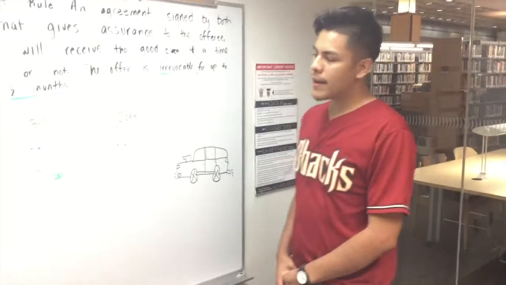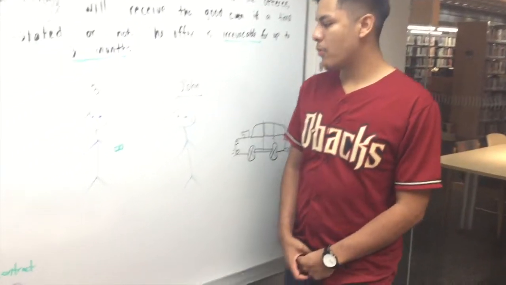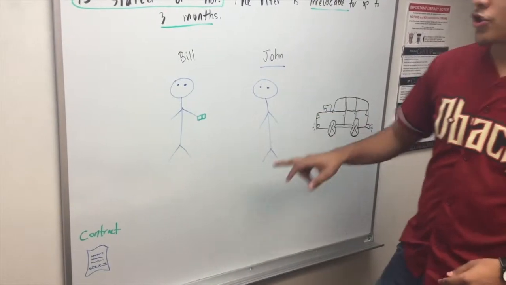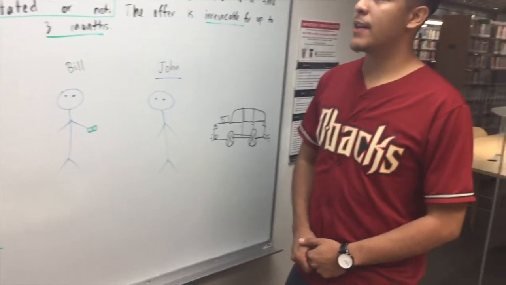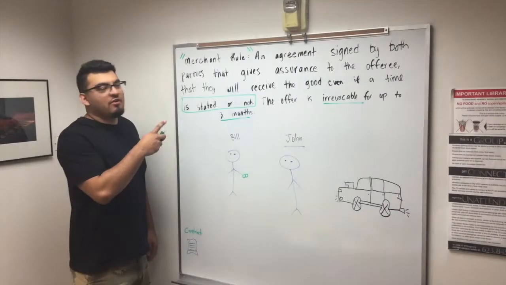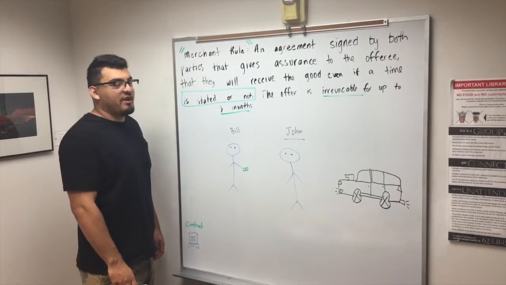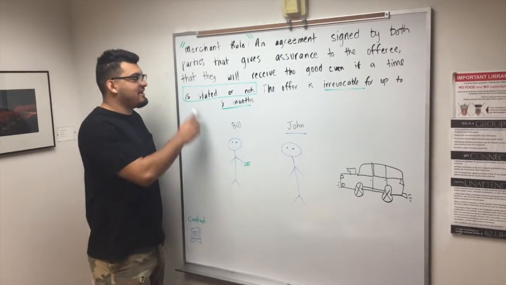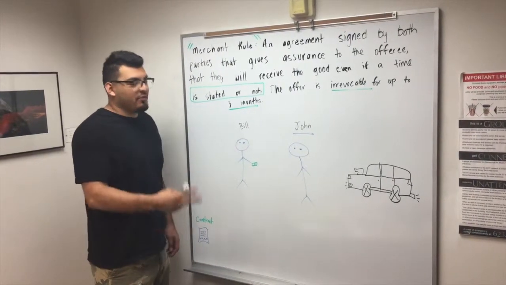Like we said, the exception with the option contract is, for example, John accepts the compensation and they sign a contract with Bill. Now that means that John is entitled to the merchant rule. Merchant rule is an agreement signed by both parties that gives assurance to the offeree that they will receive the good even if a time is stated or not. The offer is irrevocable for up to 3 months.